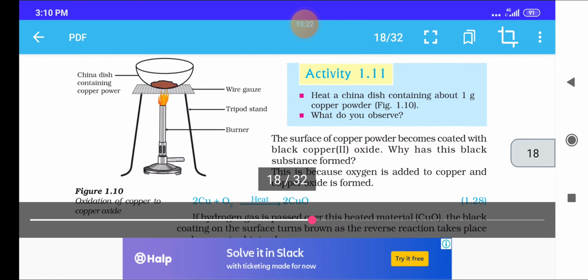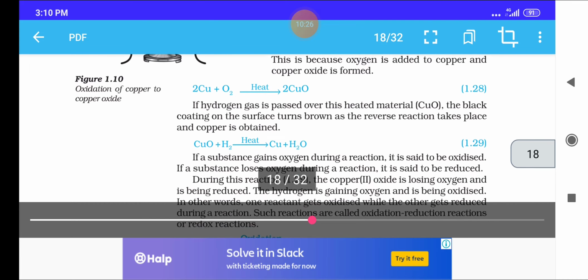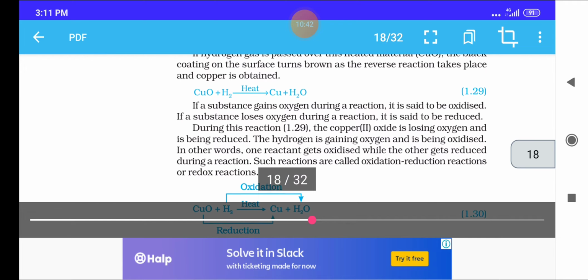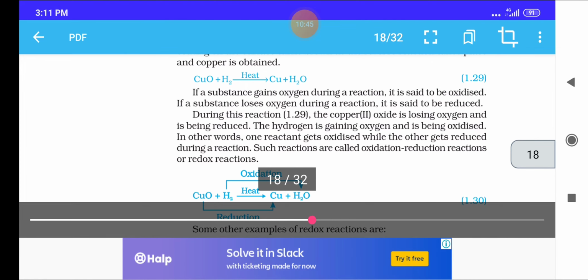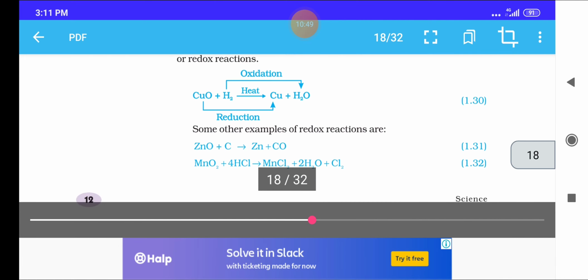Sorry for some interruption. We were doing the redox reaction, in which the addition of oxygen is known as the oxidation reaction, and removal of oxygen is known as the reduction reaction. You can see copper with oxygen forms copper oxide. Copper is oxidized to copper oxide, and copper oxide is reduced to copper. Here you can see hydrogen will take the oxygen, it will be oxidized, and copper is reduced.